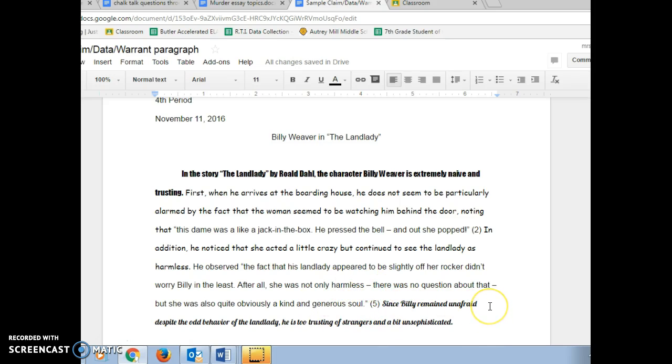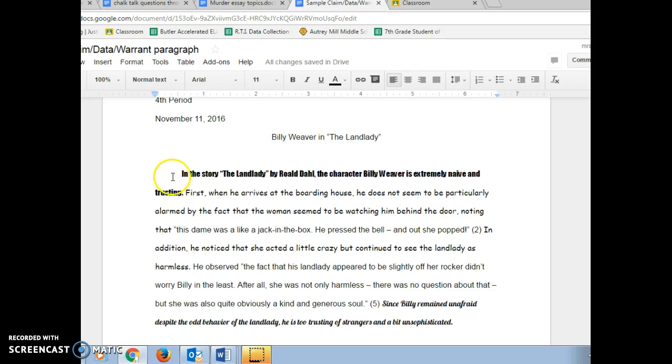Then I've tied both ideas together with the warrant. Since Billy remained unafraid, despite the odd behavior of the landlady, he is too trusting of strangers and a bit unsophisticated. So this is a good model for you for when you are doing your claim-data-warrant paragraph.